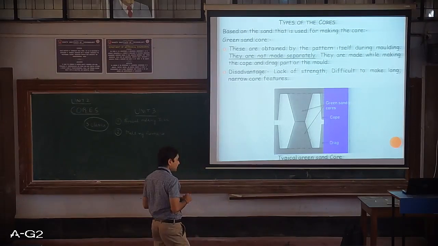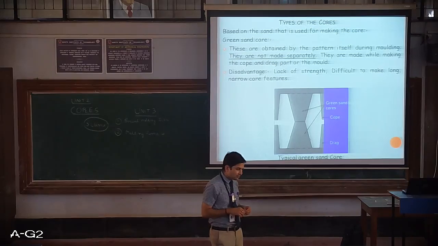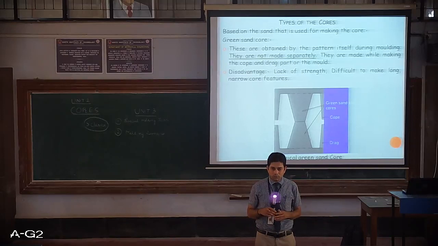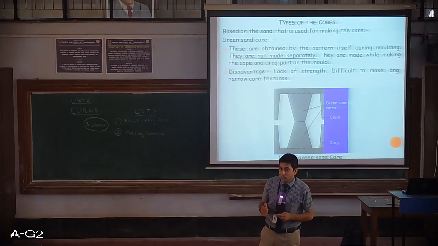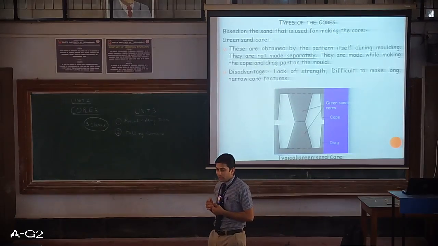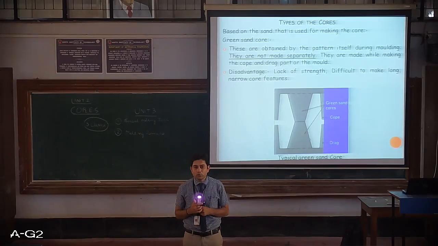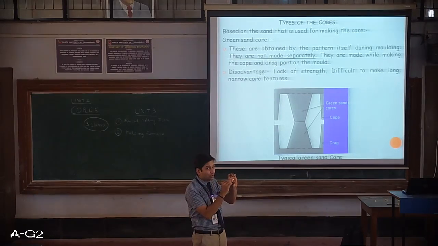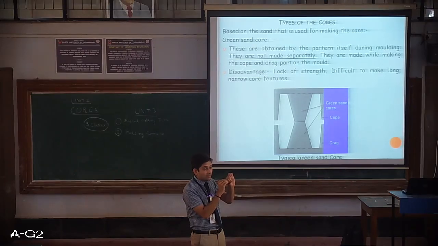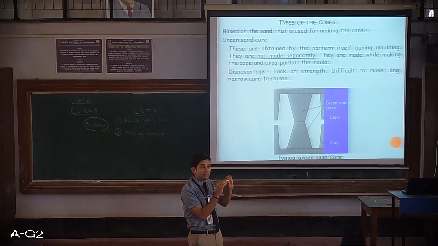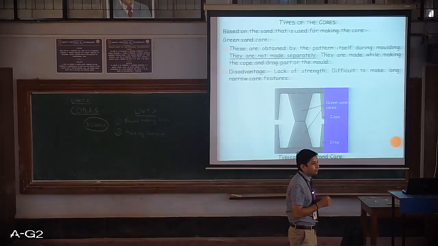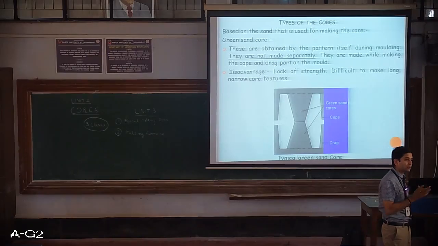Okay. But what are the disadvantages of it? The disadvantage of using green sand core is related to the desired characteristics of the core, which we will be discussing later. One of the desired characteristics of a core is that it should have very good strength. Why? Because you are pouring metal inside the mold and the core is expected to be at the center of the mold cavity. It will be surrounded by the hot metal, which will exert pressure on that core, and sometimes the core collapses. That is called collapsibility.